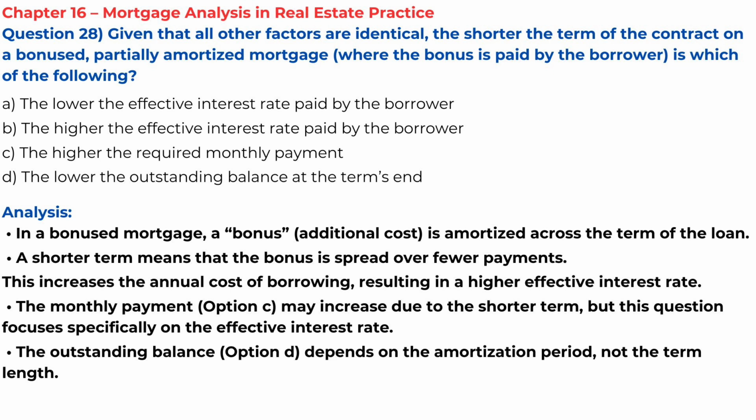bonused, partially amortized mortgage, where the bonus is paid by the borrower, is which of the following? The correct answer is B, the higher the effective interest rate paid by the borrower. Analysis. In a bonused mortgage, a bonus, an additional cost, is amortized across the term of the loan. A shorter term means that the bonus is spread over fewer payments. This increases the annual cost of borrowing, resulting in a higher effective interest rate. The monthly payment, option C, may increase due to the shorter term, but this question focuses specifically on the effective interest rate. The outstanding balance, option D, depends on the amortization period, not the term length.